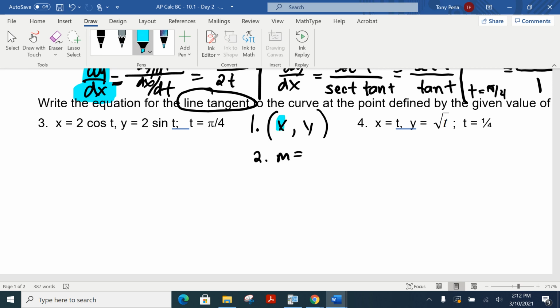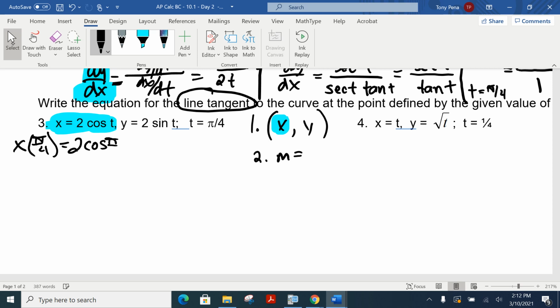To figure out our x coordinate, understand what each of these means: this gives us our x position at any time that we want it. The time we want is pi over 4. So what is my x position at pi over 4? That would just be 2 times the cosine of pi over 4, which is root 2 over 2. These will cancel, and our x position at that time is just root 2.